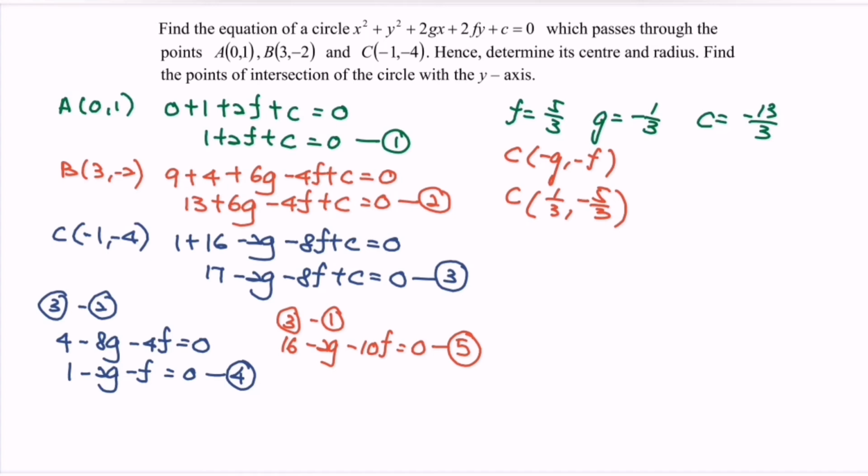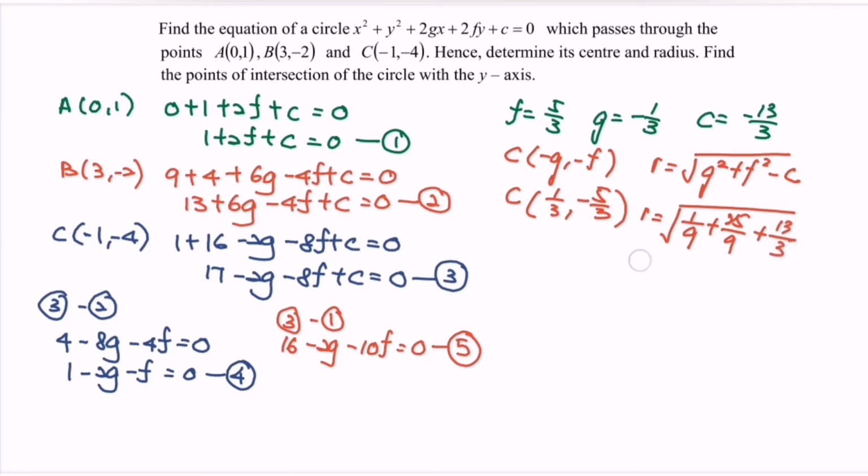Next is to find the radius. The radius is equal to the square root of g squared plus f squared minus c. So r equals the square root of g squared, where we have 1 over 9, plus f squared, where we have 25 over 9, and then minus c, where we have plus 13 over 3. If we simplify, we will have the square root of 165 over 3.